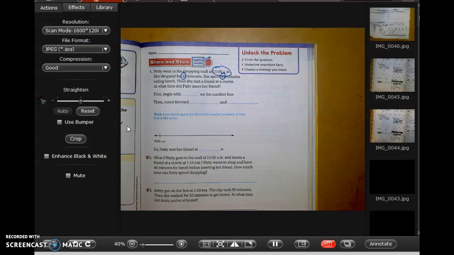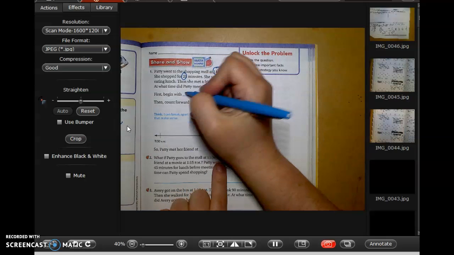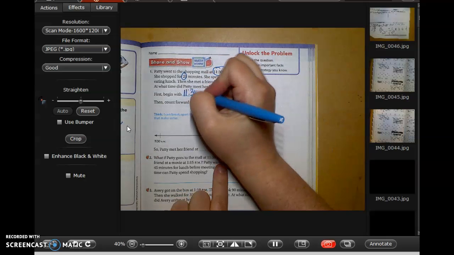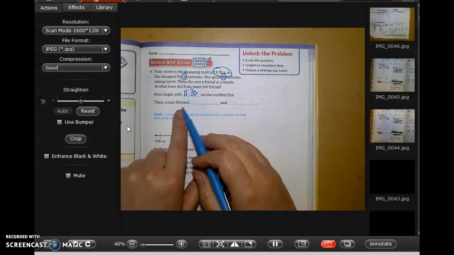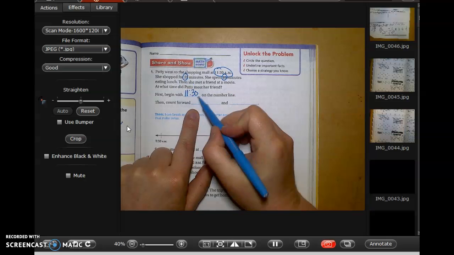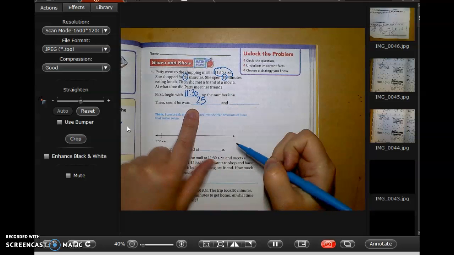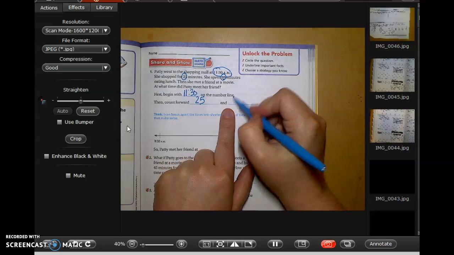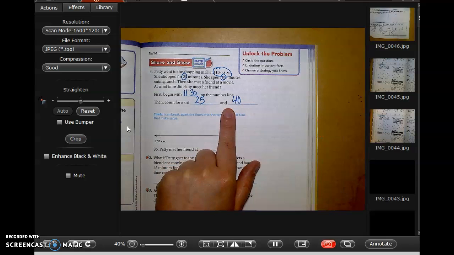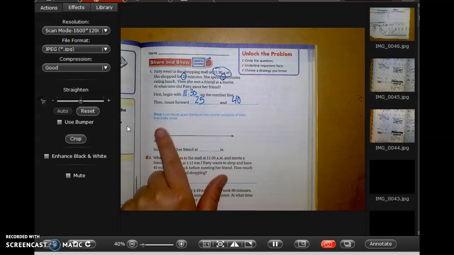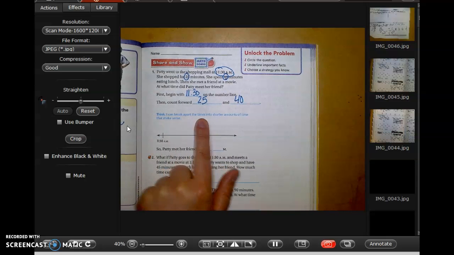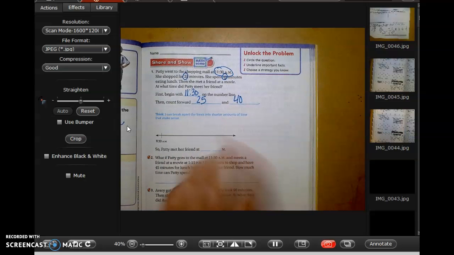So let's think. First, begin with blank on the number line. What do we want to begin with? Let's go to her starting time. Exactly, we want to begin with 11:30. Then we're going to count forward the 25 minutes that she shopped and the 40 minutes that she was eating lunch. So think, I can break apart the times into shorter amounts of time that make sense.